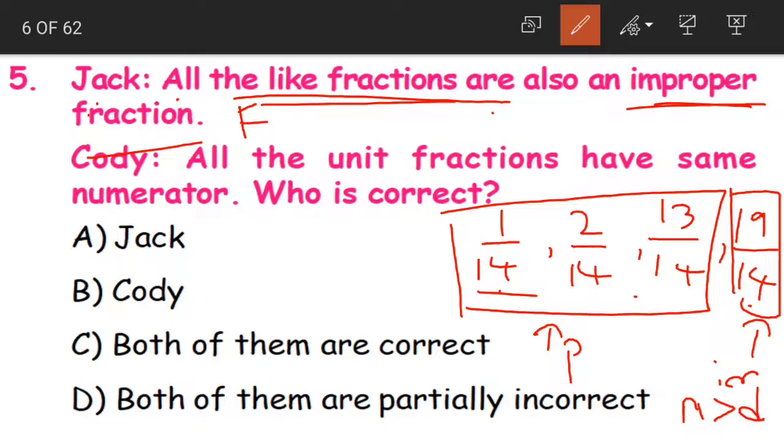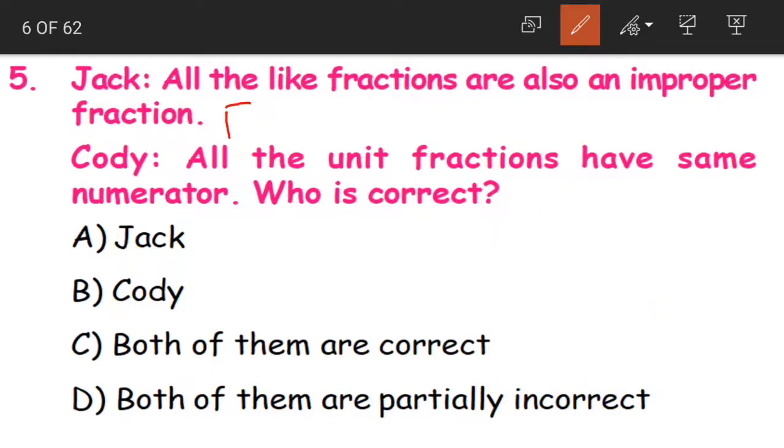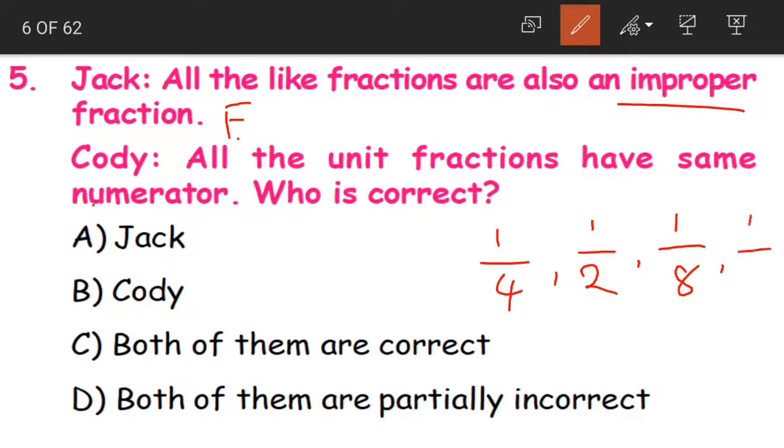Yes children, like fractions can be proper fractions or improper fractions. They are not all improper. So it is false. Coming to Cody's statement, all the unit fractions have the same numerator. What are unit fractions, children? Unit fractions are those fractions which have 1 as their denominator.